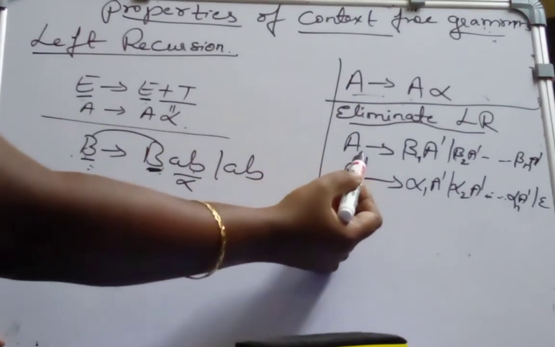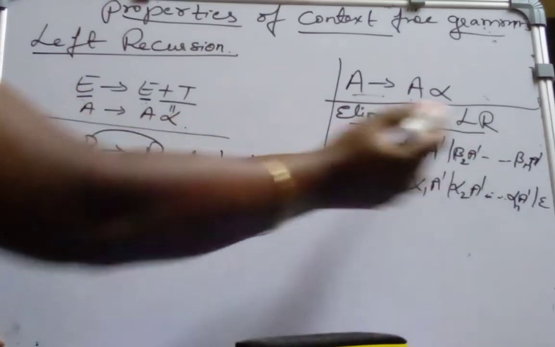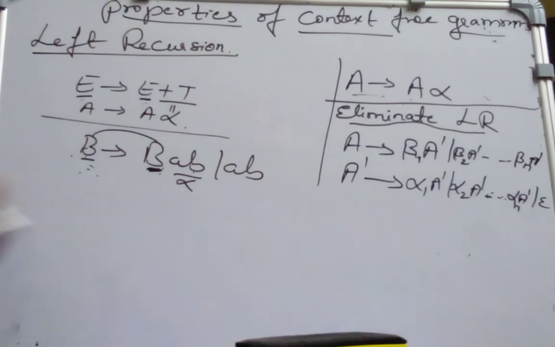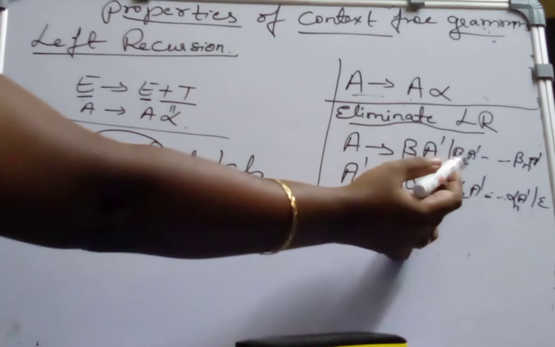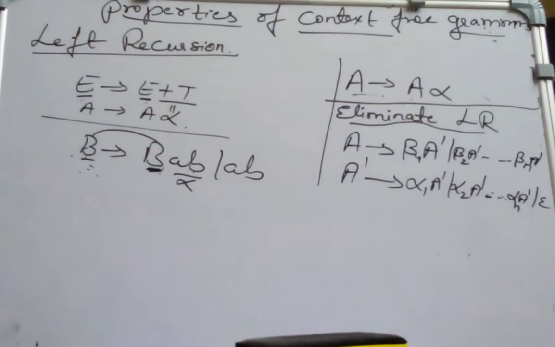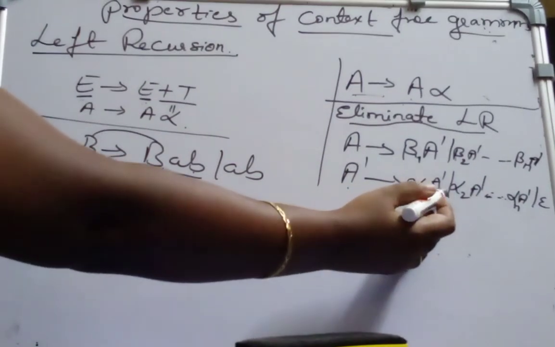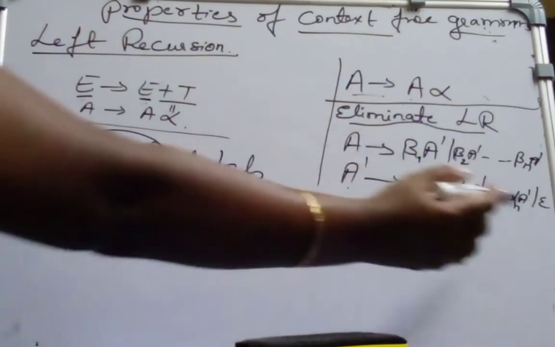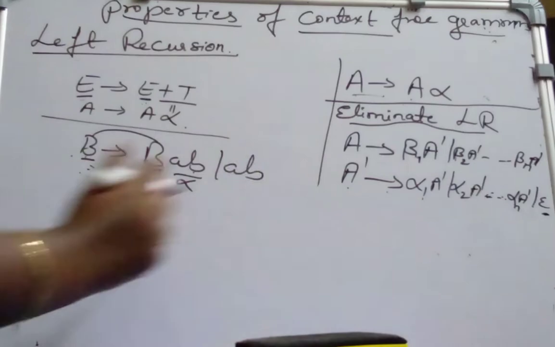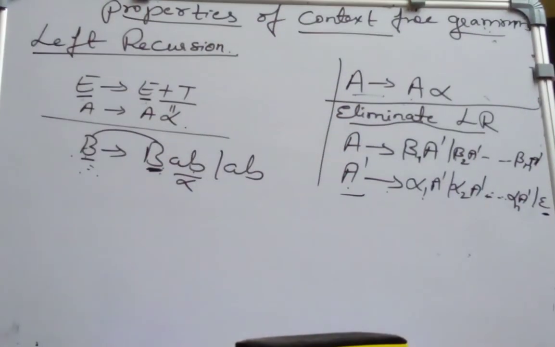That is, write A derives beta 1 A dash or beta 2 A dash and so on up to beta n A dash, where A dash derives alpha 1 A dash, alpha 2 A dash and so on up to alpha n A dash, or epsilon. In this format, we try to remove the left recursion.